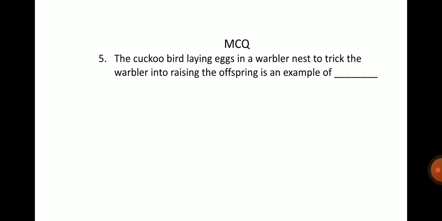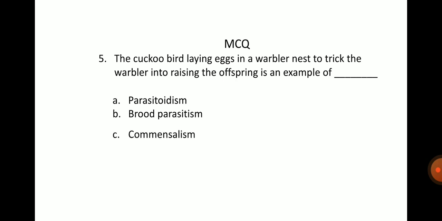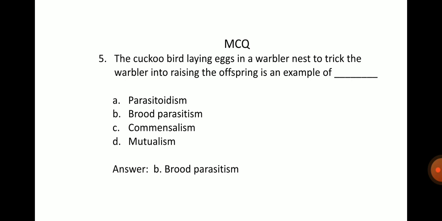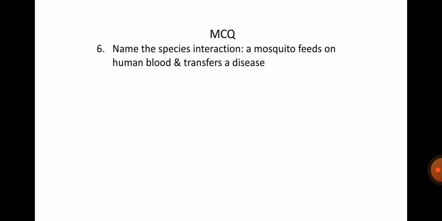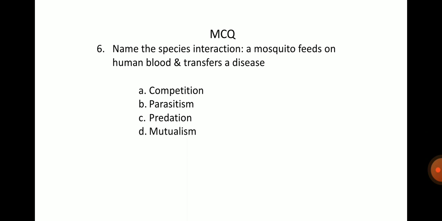Next question. The cuckoo bird laying eggs in a warbler nest to trick the warbler into raising the offspring is an example of A. Parasitoidism, B. Brood parasitism, C. Commensalism, and D. Mutualism. The answer being the B option, brood parasitism. Next MCQ. Name the species interaction where a mosquito feeds on human blood and transfers a disease. Options are A. Competition, B. Parasitism, C. Predation, and D. Mutualism. The answer being B, parasitism.